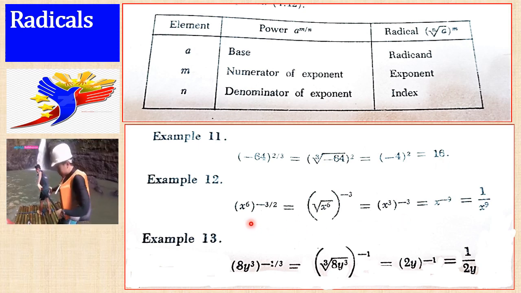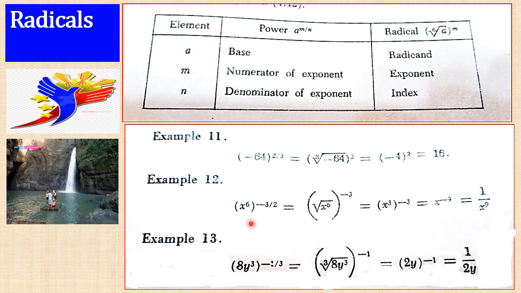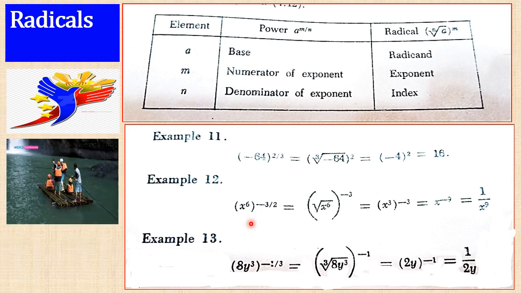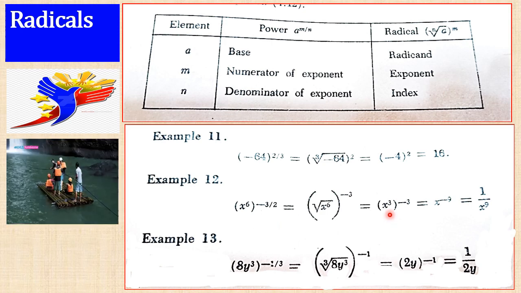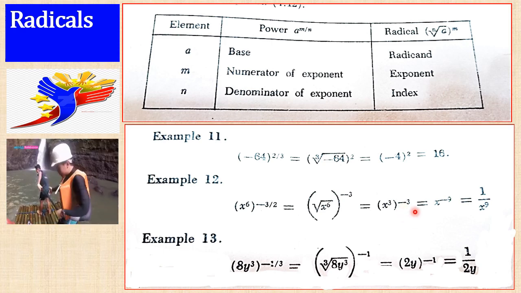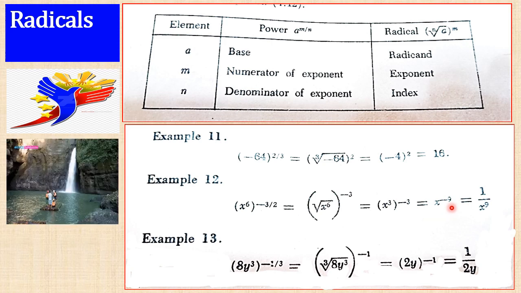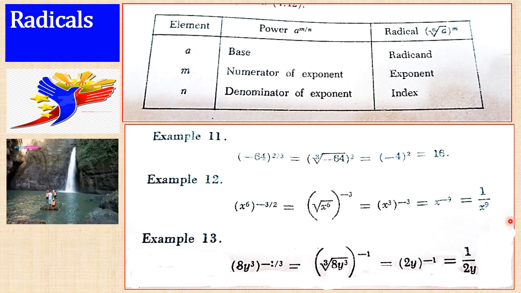Example number 12. X to the 6 raised to negative 3 over 2. Maaari natin itong isulat na the square root of x to the 6 raised to negative 3. We extract the square root of x to the 6, so therefore we have x cubed. And then we have to raise it to negative 3. And we can write x cubed times negative 3 will be x to the negative 9. And we can rewrite that as 1 over x to the 9.